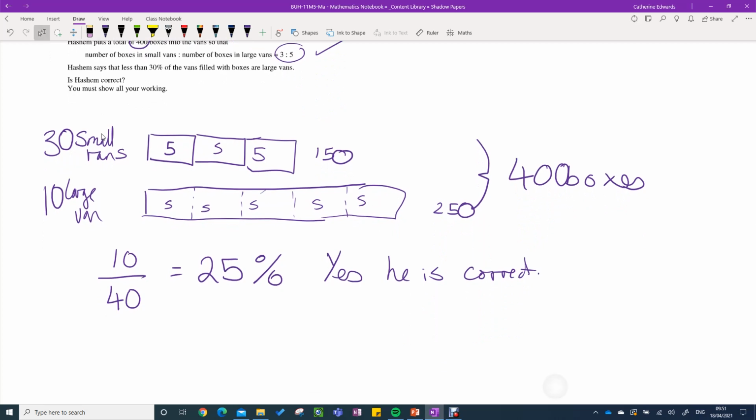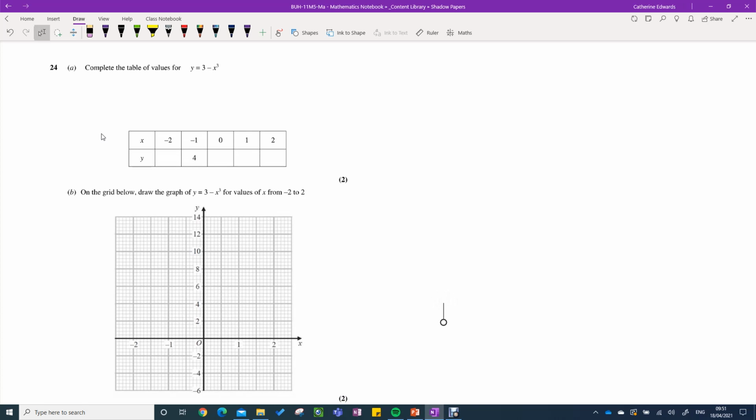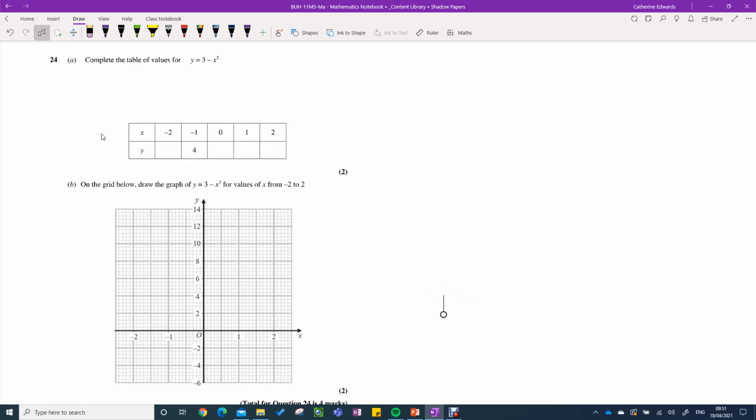And again, you must show all your working. Okay, complete the table of values for y equals 3 minus x cubed. So, my first x is minus 2. So I'm going to write y equals 3 minus (minus 2) cubed. Remember brackets for your negatives. Now you could do it on your calculator and you'll get 3 plus 8 equals 11. So you've got 11 in here.